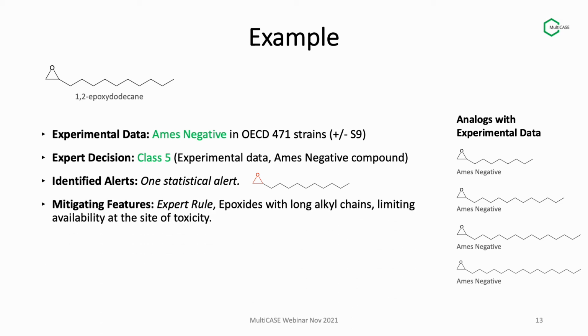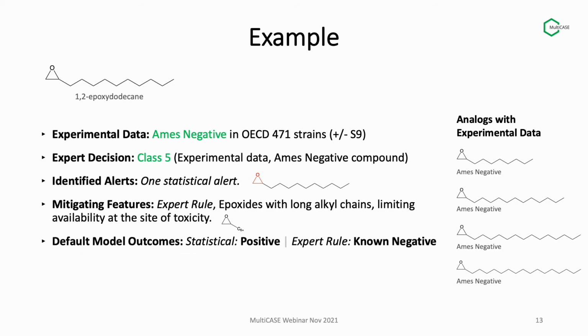Now, if there is any mitigating feature, mitigating features are those parts of the chemical that actually inhibit the mutagenicity of the alert. In this case, we have an expert rule mitigating feature, which is the epoxide with long alkyl chains, and they limit the availability of such epoxide at the site of toxicity. So we have a mitigating feature. Now let's look at the individual model outcome that we obtained. In this case, the statistical model gave a positive outcome and the expert rule based model gave a non-negative outcome.